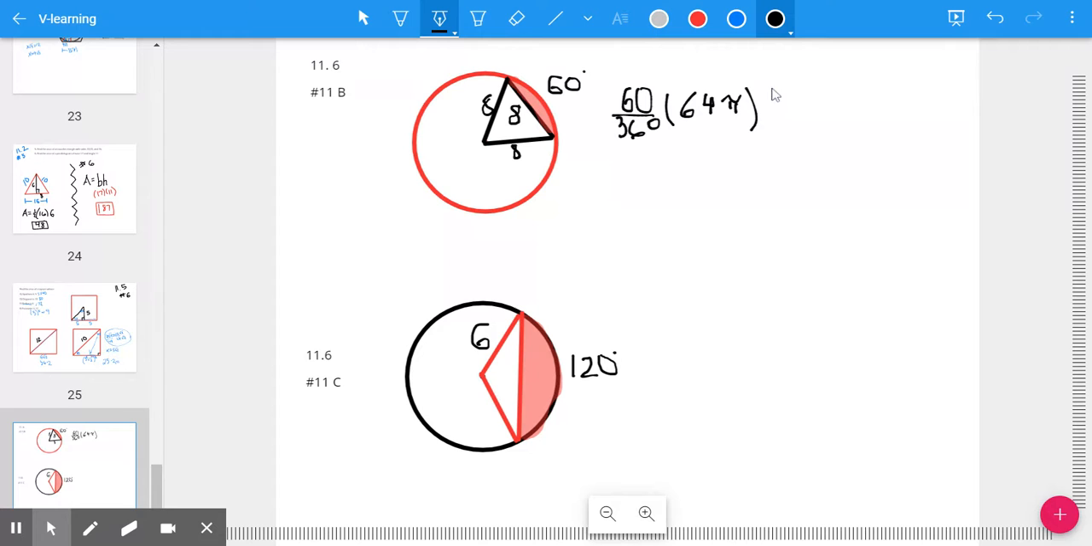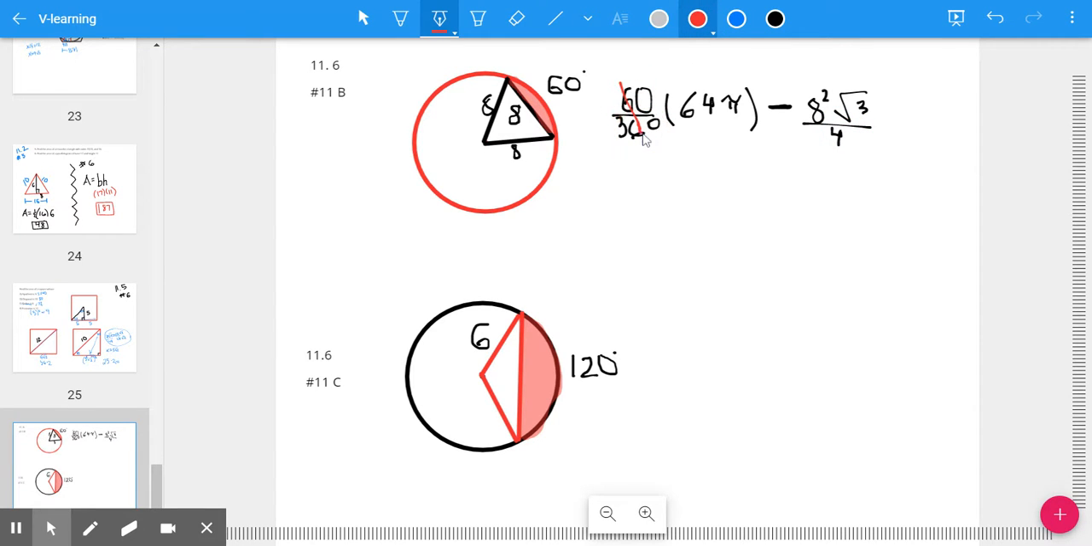I need to find the area of the segment. So from there, I need to subtract. And what we notice is this is an equilateral triangle. All sides are 8. So I'm going to use my formula for an equilateral triangle, which is side squared, so 8 squared, radical 3, all over 4. And what you'll notice is there's a lot that we can simplify.